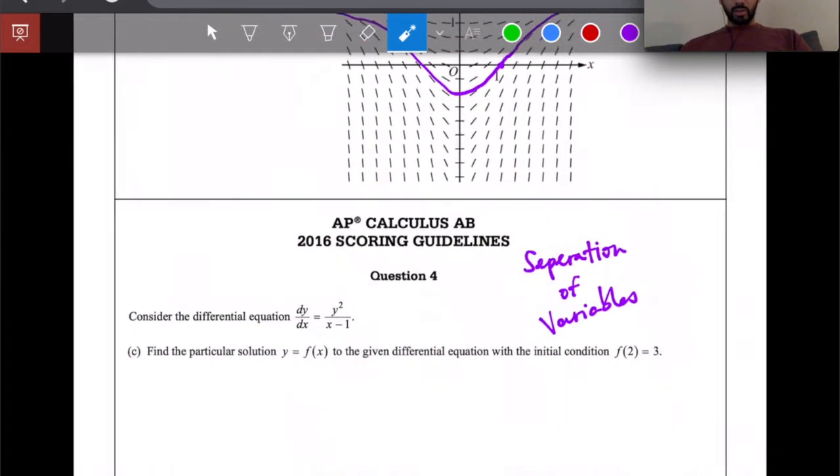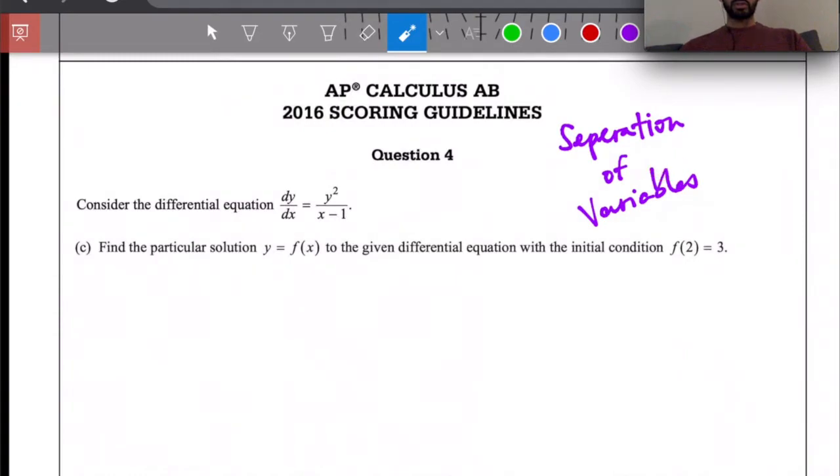The next question is a more commonly asked question on free response questions. This has to do with separation of variables. This comes up very often.